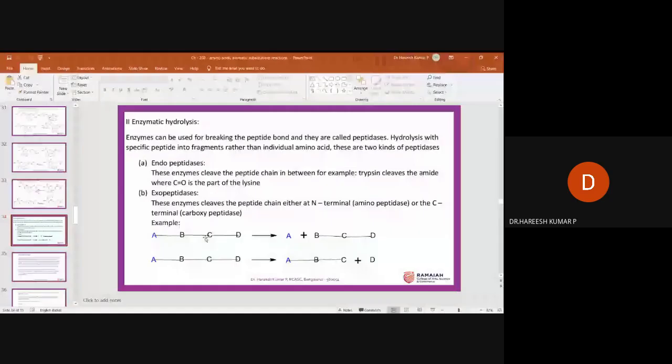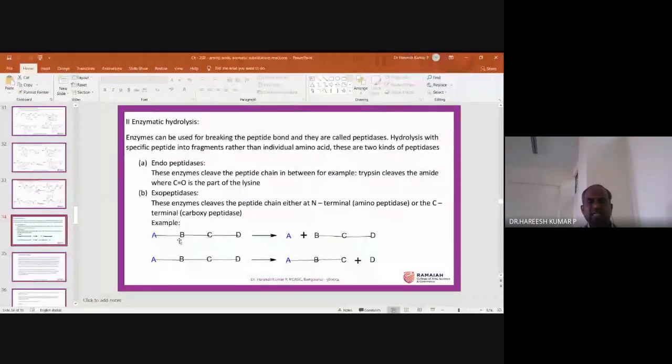Here one is an amino acid, another is an amino acid, C is another amino acid, D is another amino acid. So I took a tetrapeptide. When this tetrapeptide is treated with the enzyme, the N-terminal end is cleaved, and the remaining is intact. Here the enzyme is N-terminal peptidase. In another example, the C-terminal peptidase cleaves the C-terminal amino acid.